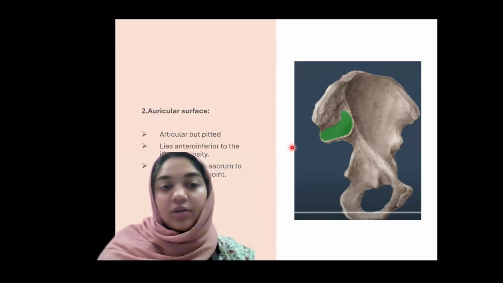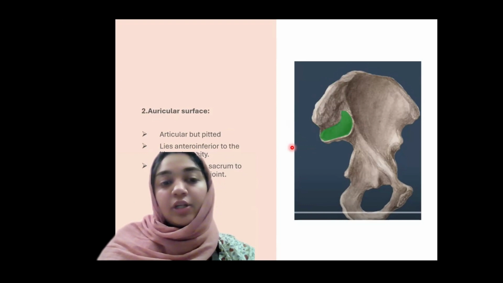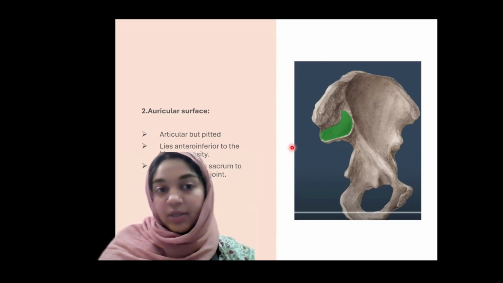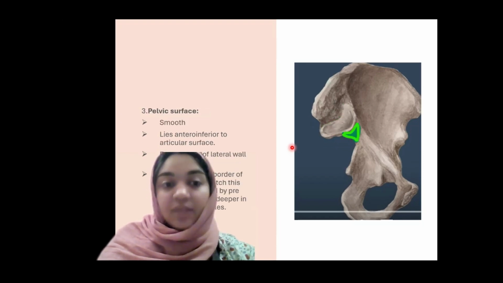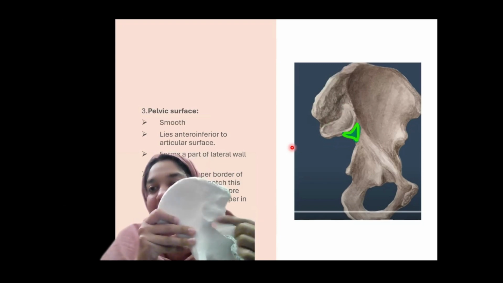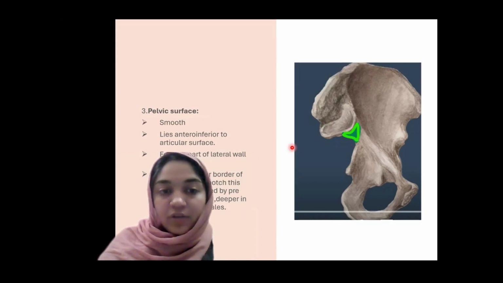Then we have the auricular surface. It looks like an ear, so we call it auricular. It lies anterior inferiorly to the iliac tuberosity. It articulates with the sacrum to form the sacroiliac joint. If you remember, I showed the sacroiliac joint in the beginning of the lecture. And then we have the small triangular area where the sacropelvic surface ends. This part is smooth. It lies anterior inferior to the articular surface, which was the articular surface with the sacroiliac joint.